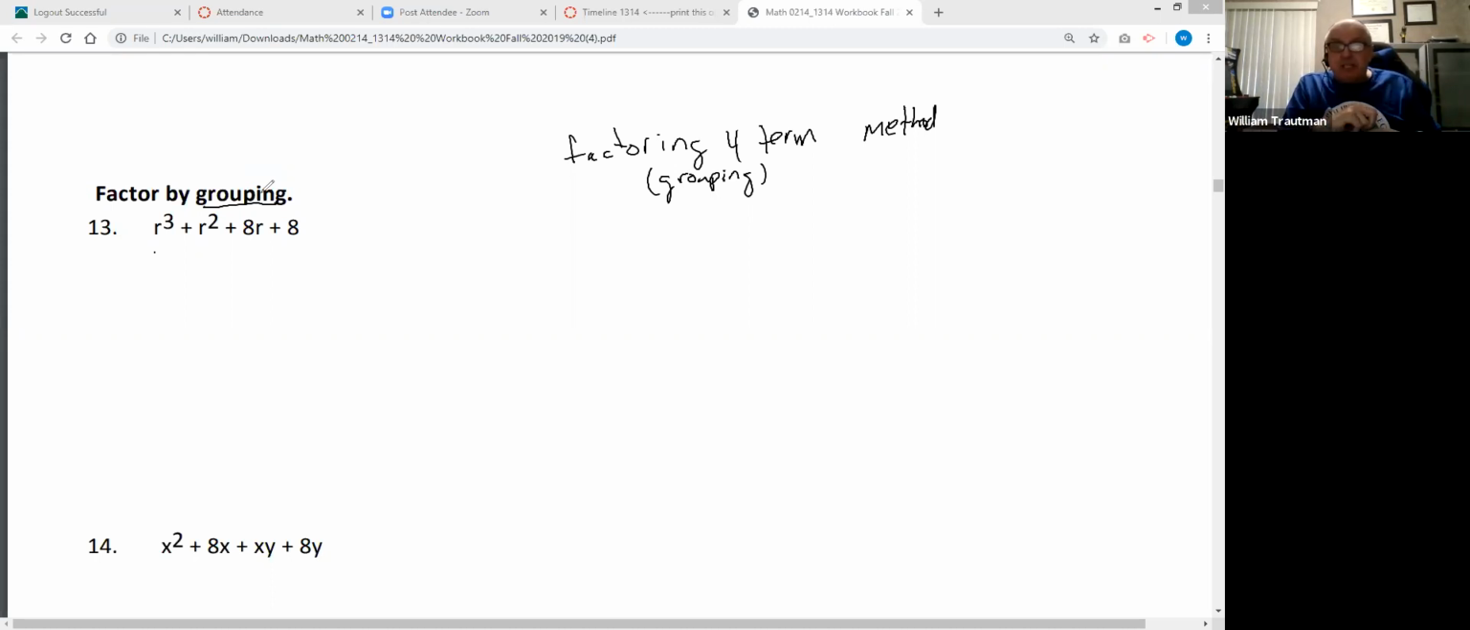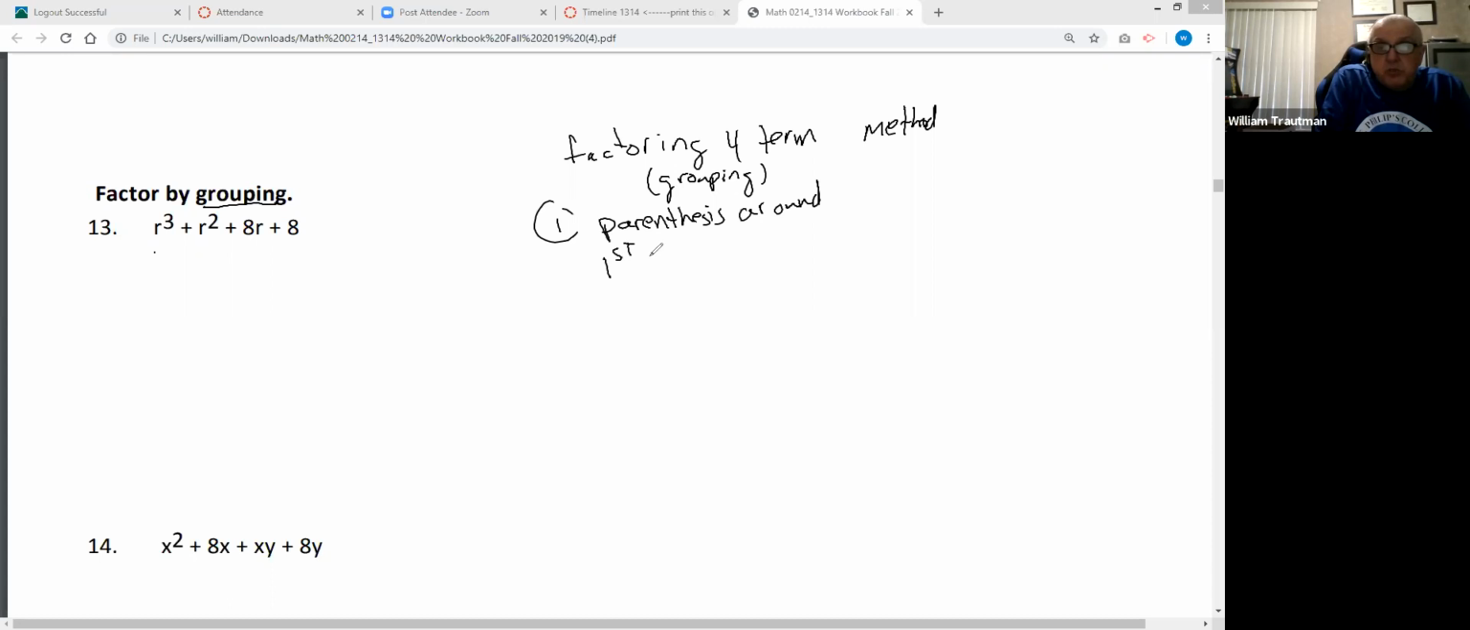So I'm going to write the steps down while I do the problem. Step number 1, put a parentheses around the first 2 terms and the second 2 terms. There must be a plus sign between them.